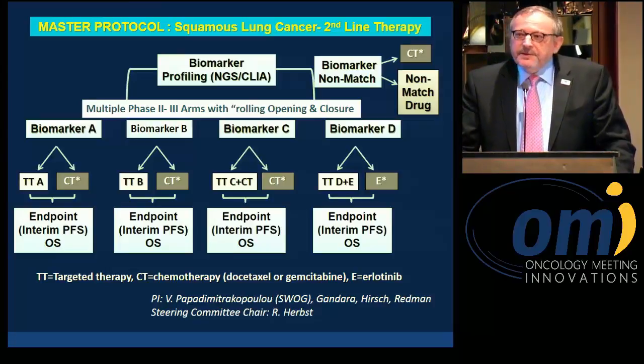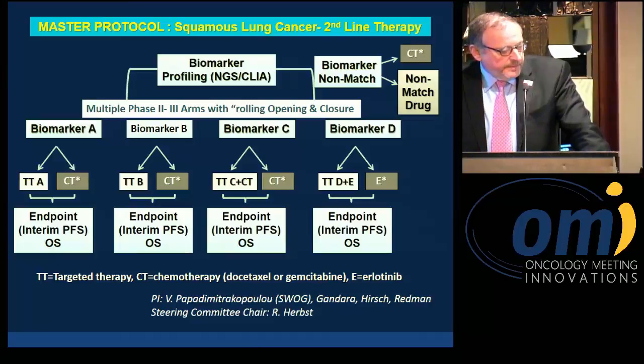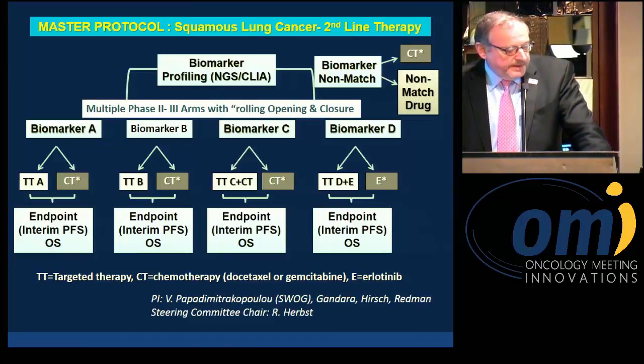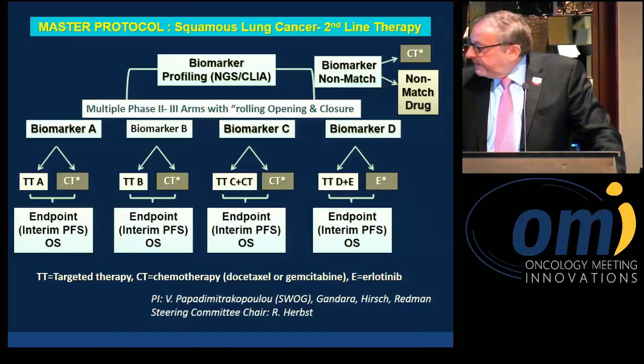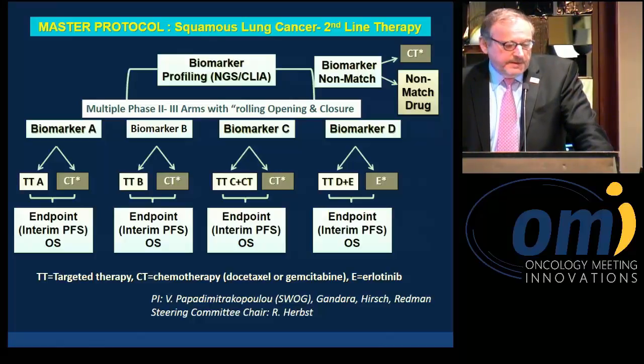This is the original design. We do the biomarker profiling. We have biomarkers A, B, C, and D. And as I said, we randomize the experimental drug to standard of care. And we have also a non-matched arm, so we can offer all the patients some treatment.